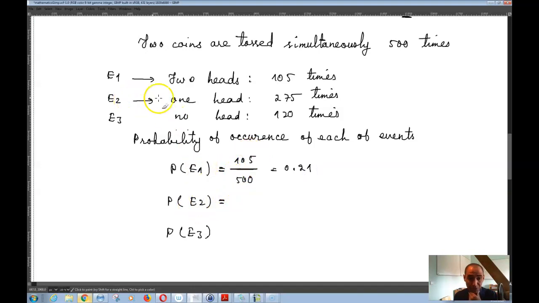The probability of E2, which is the probability of getting 1 head, would be 275 divided by 500, which gives you something like 0.55. And the probability of getting no heads, that would be E3. So P of E3 is 120 divided by 500, which is equal to 0.24.